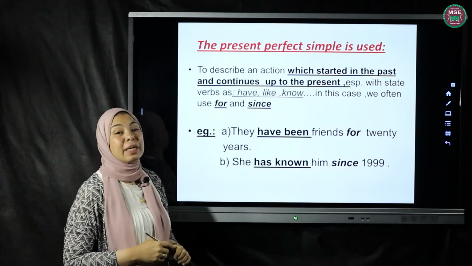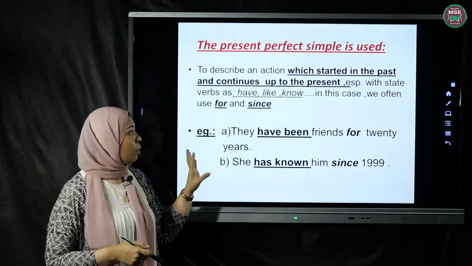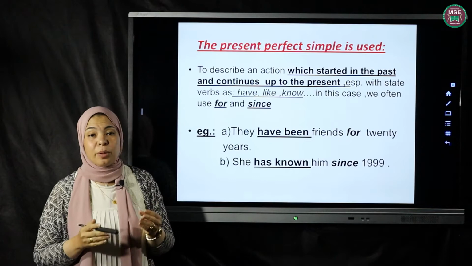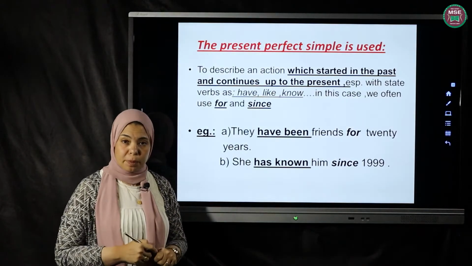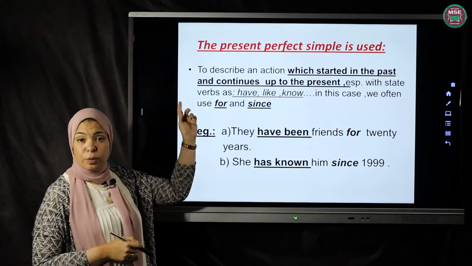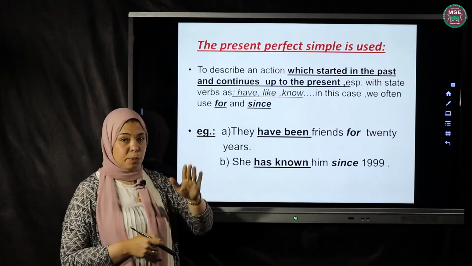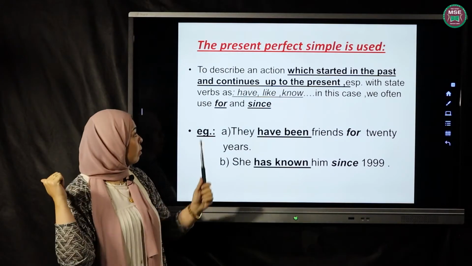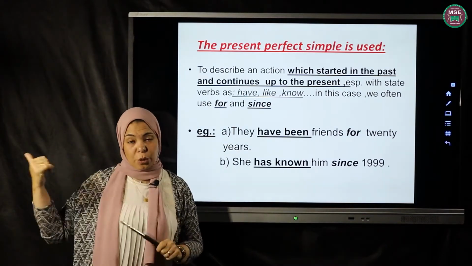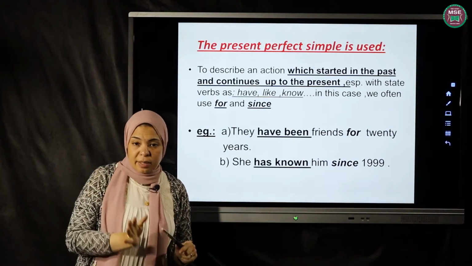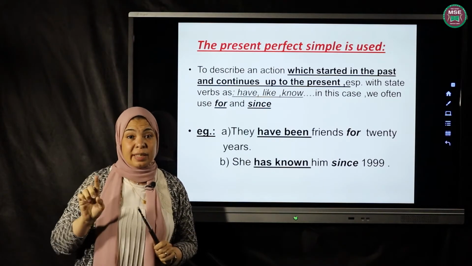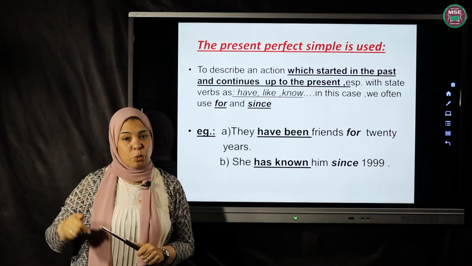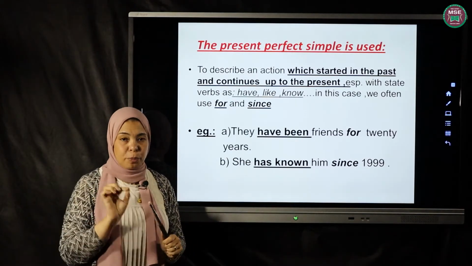The present perfect simple is used. In this chart, we're supposed to discuss the usages for the present perfect simple, or when exactly we are able to use it. As you see, number 1, we use the present perfect simple, have or has plus PP, to describe an action which started in the past and continues up to the present. Started in the recent past and continues up to the present. It means that it didn't start and finish in the past, which is the difference, again, between the past simple and the present perfect simple.